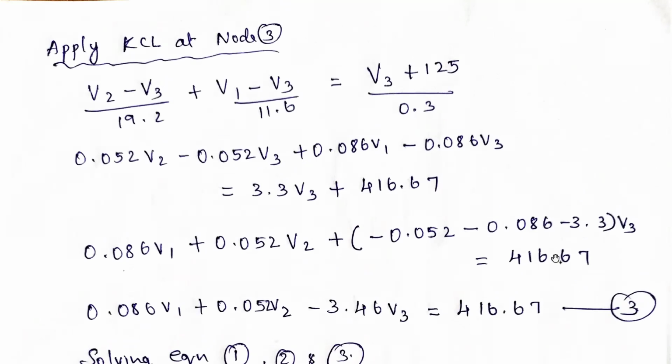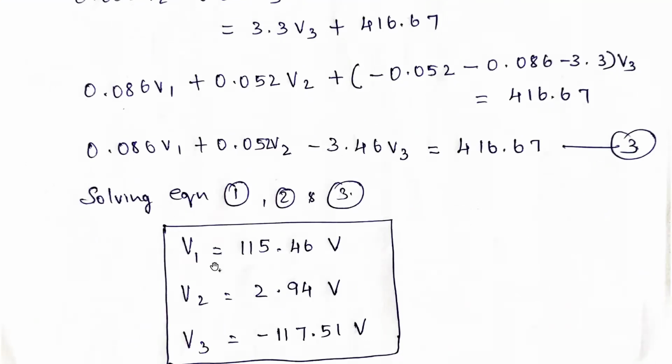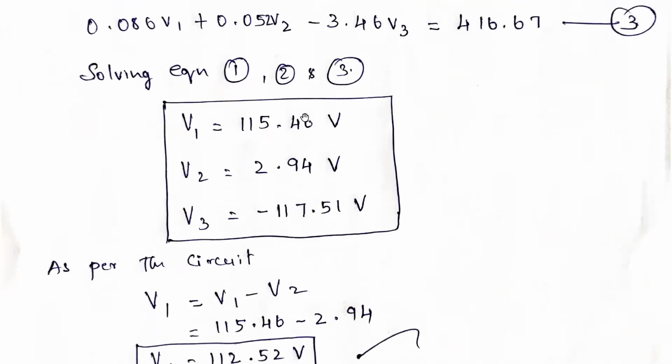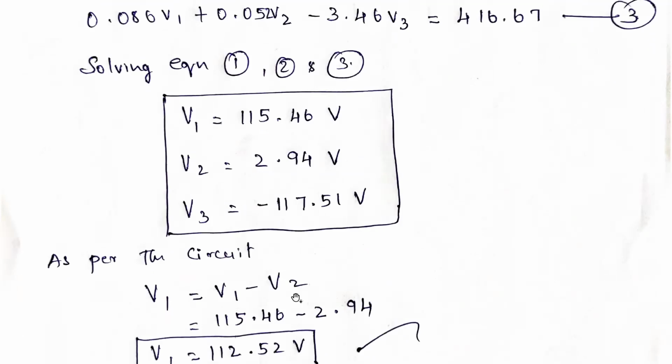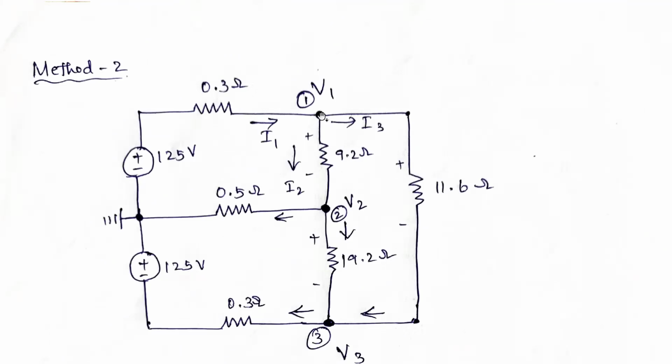Solving these three equations, equation one, two, and three, we get V1 as 115.46 volts, V2 as 2.94 volts, V3 as minus 117.51 volts. But this is the voltage we got from the equation, and it is not the actual voltage. As per the circuit, this V1 is equal to, where is V1?